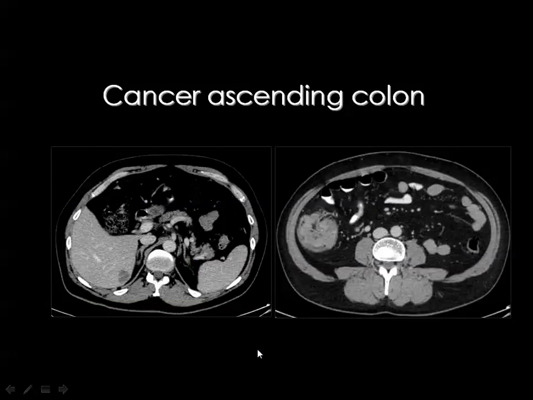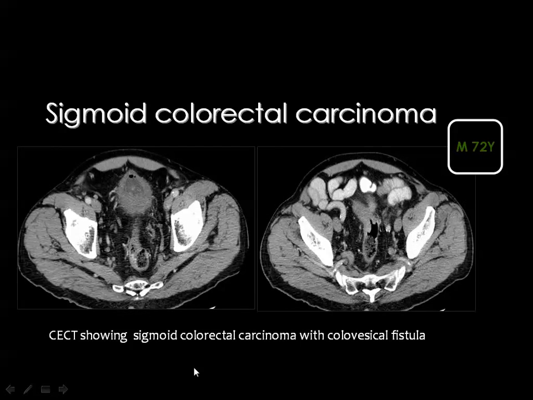Then this is the mass in the region of the cecum, and if you look carefully at the liver and you see a deposit here, this is colonic cancer of the ascending colon associated with metastatic deposit in the liver.